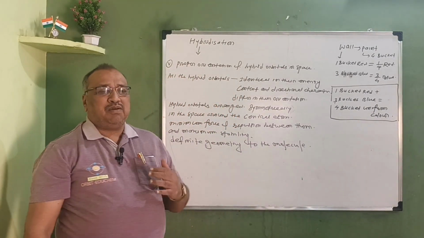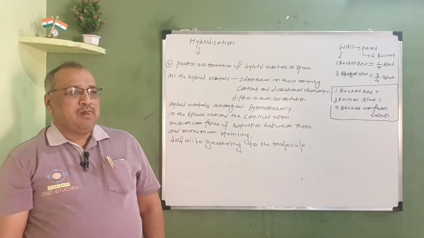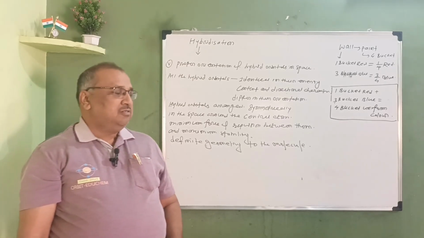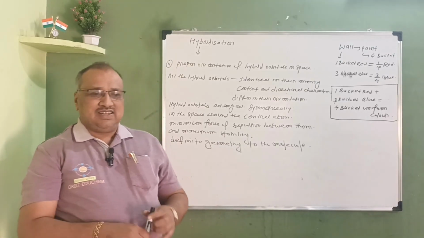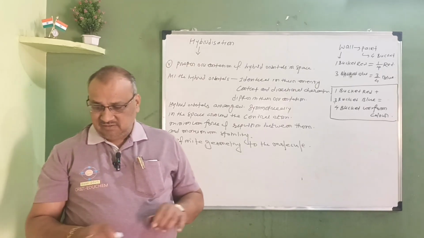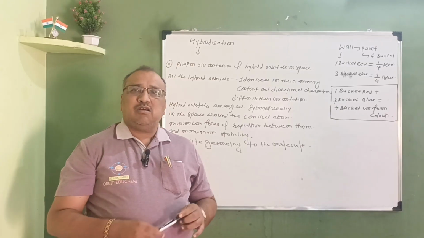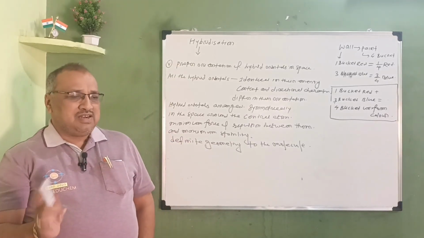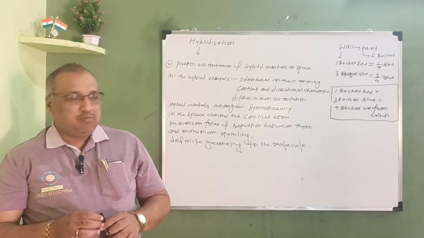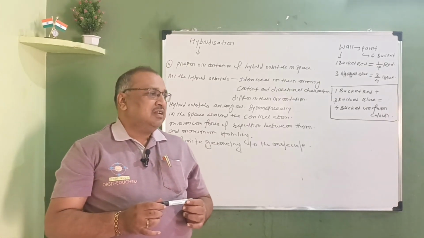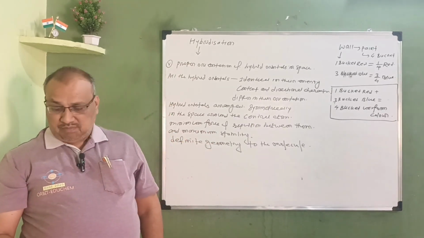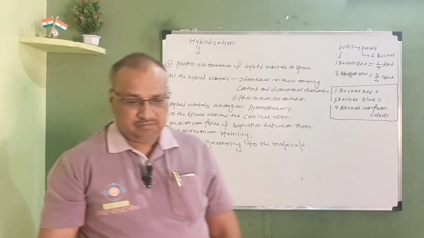That means these are the 5 important steps involved in the process of hybridization. First step is the formation of an excited state. Second, mixing and recasting of atomic orbitals. Third, atomic orbitals participating in the process of hybridization should have nearly the same energy. Fourth, formation of hybrid orbitals, that means different types of hybridization. And fifth, proper orientation of hybrid orbitals in space.